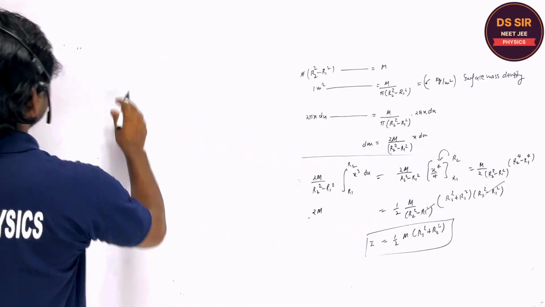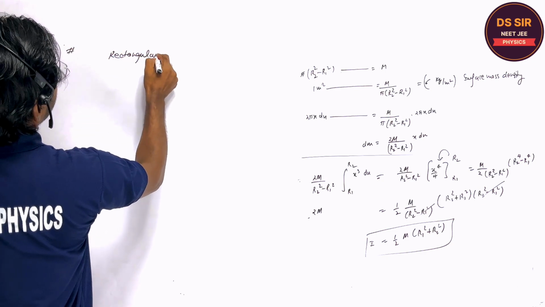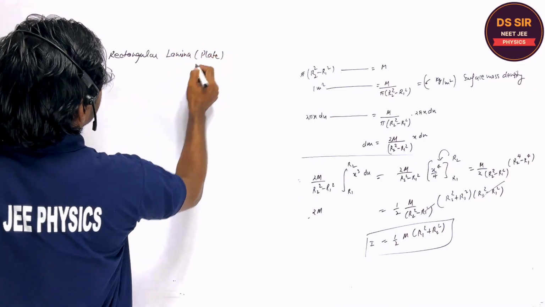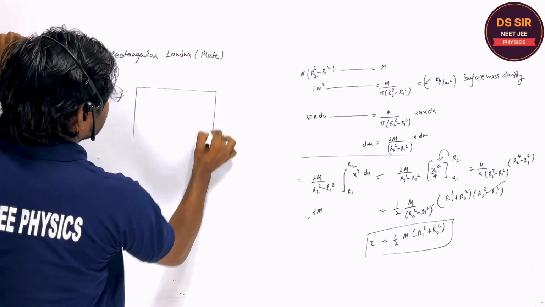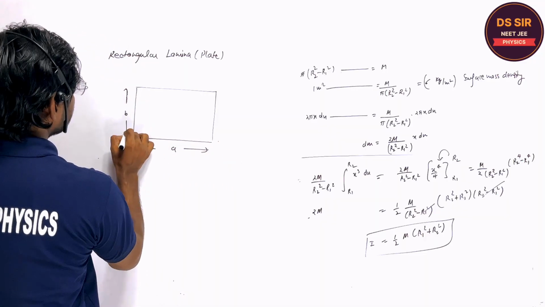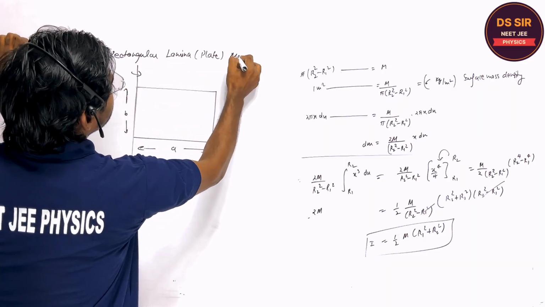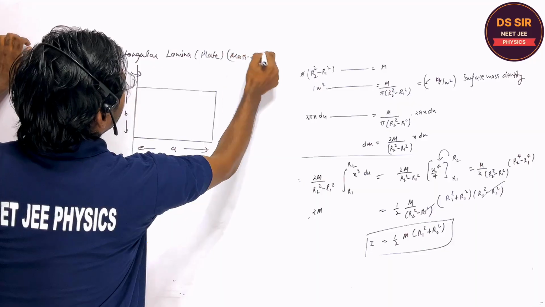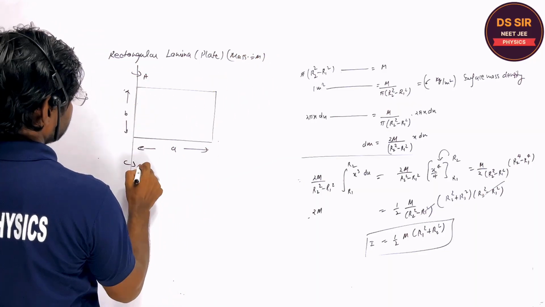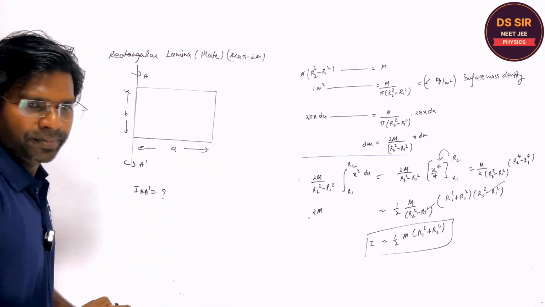Listen, the rectangular lamina, or rectangular plate, the thing is the same. Suppose this is the rectangular lamina like this. This is the side A, this is the side B, right? And this is the axis of rotation. The rectangular lamina, mass say M. Can you find its moment of inertia about this axis A dash? Can you tell what is the moment of inertia of this rectangular lamina?